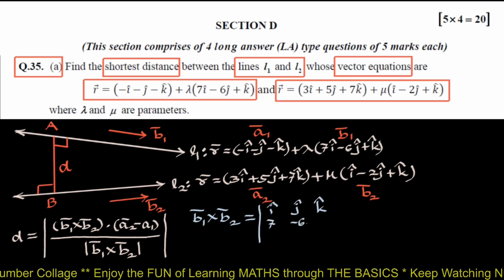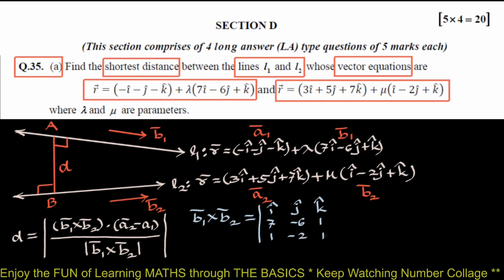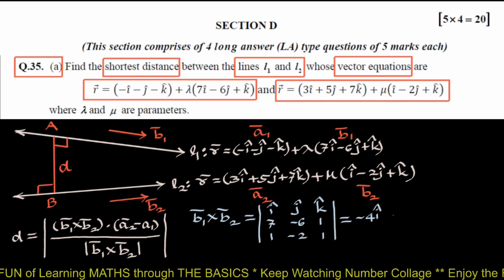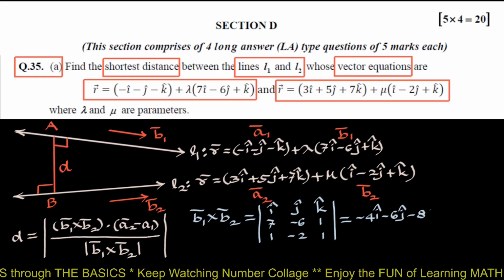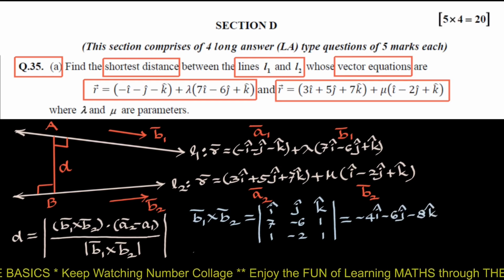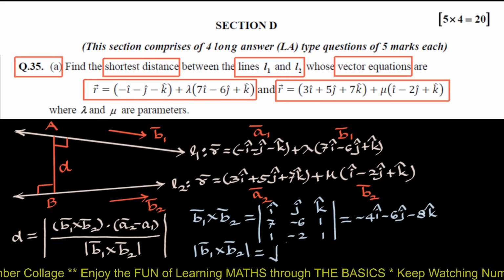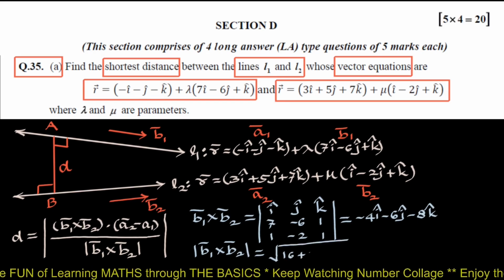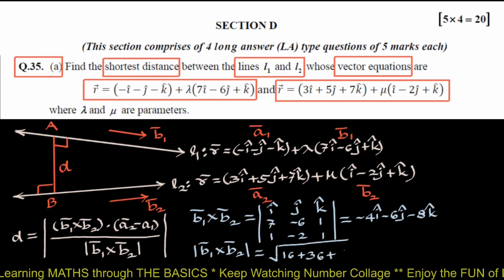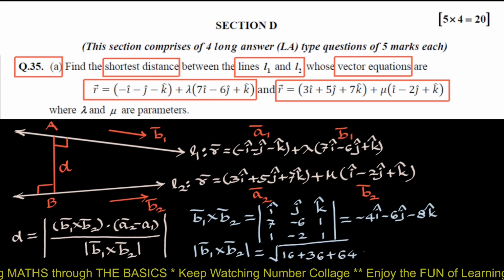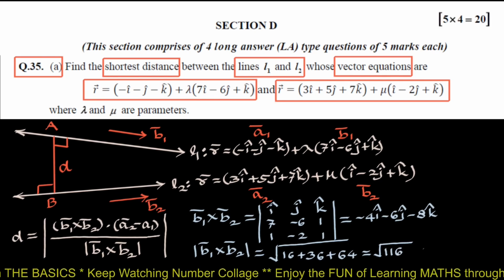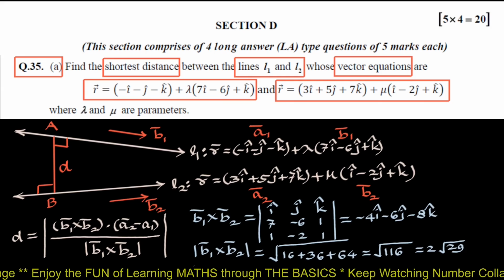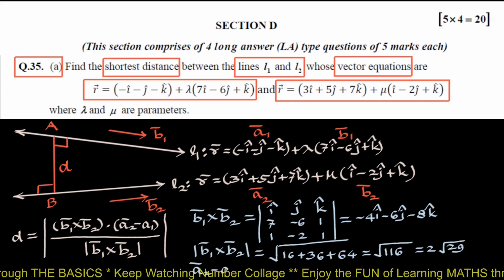7 minus 6 1, 1 minus 2 1, which after evaluation will be minus 4 i cap, minus 6 j cap, minus 8 k cap, and its magnitude will be square root of (minus 4) square 16 plus (minus 6) square 36 plus (minus 8) square 64, square root of 116, which is 2 square root of 29. Next we find A2 bar minus A1 bar.